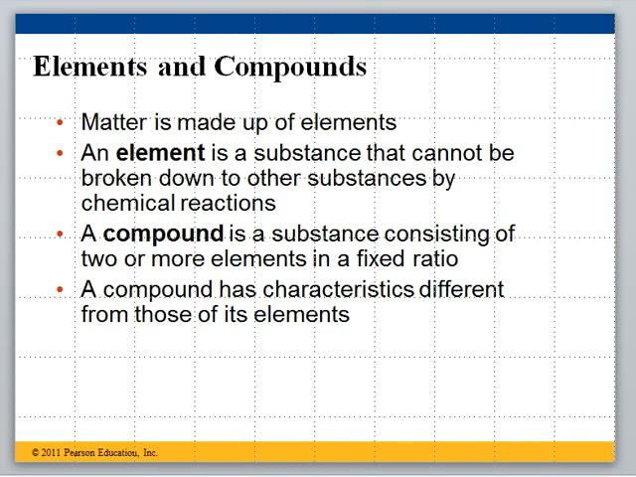So matter is made up of either elements. An element is a pure substance that can't be broken down any further by chemical reactions. So you're talking about pure atoms of one particular element. Or you have combinations. Of course, living creatures are fairly complex, so for the most part they're made up of compounds. And a compound is a substance that is a combination of two or more elements in a fixed ratio.